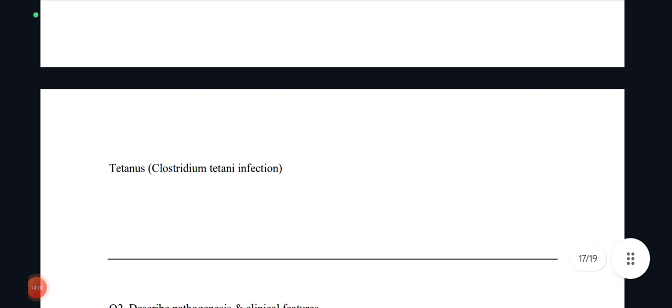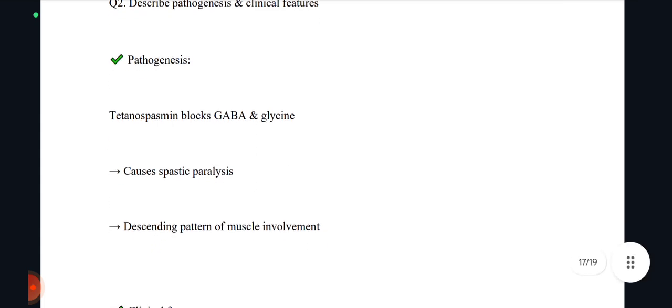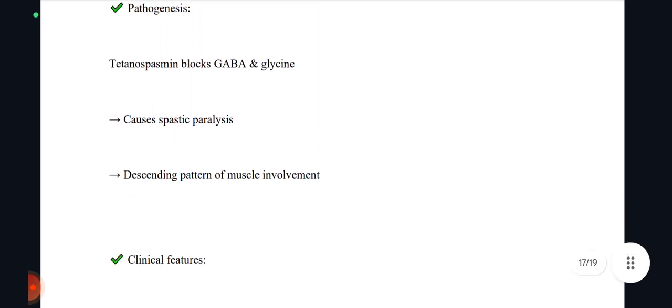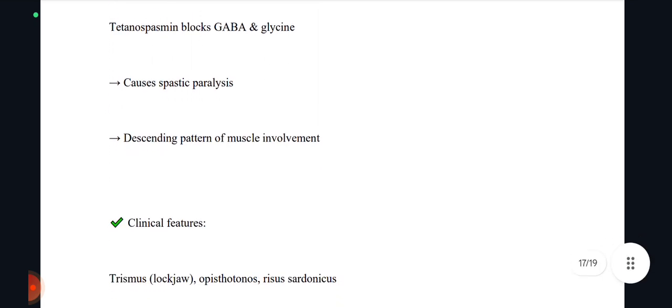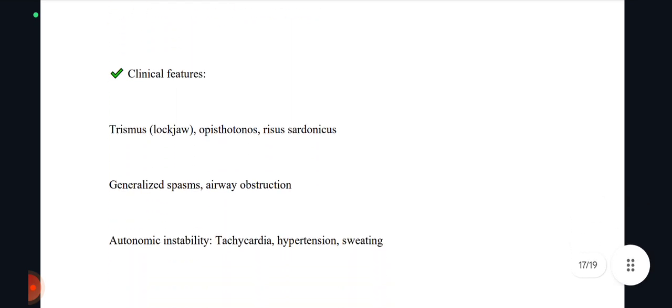What's the probable diagnosis? It's tetanus by Clostridium tetani infection. Describe the pathogenesis and clinical features. As we have studied above, in pathogenesis we will talk about tetanospasmin, which blocks GABA and glycine. It causes spastic paralysis, with a descending pattern of muscle involvement. In clinical features, we will see trismus, lockjaw, opisthotonus, and risus sardonicus. Generalized spasms and airway obstruction will be seen.